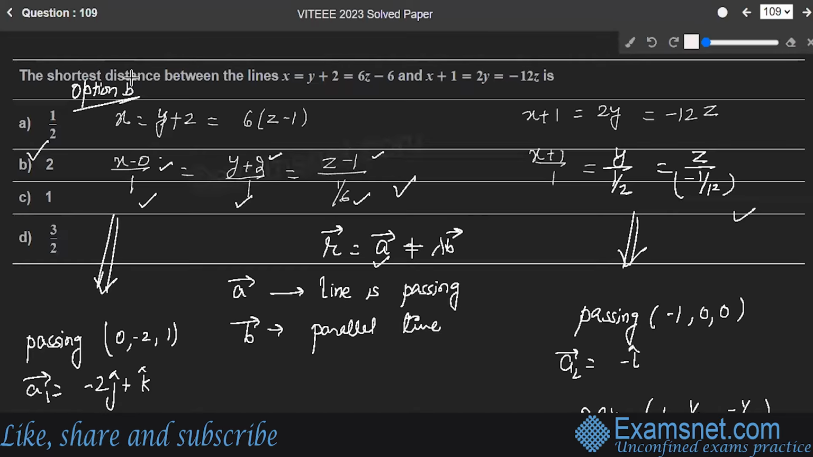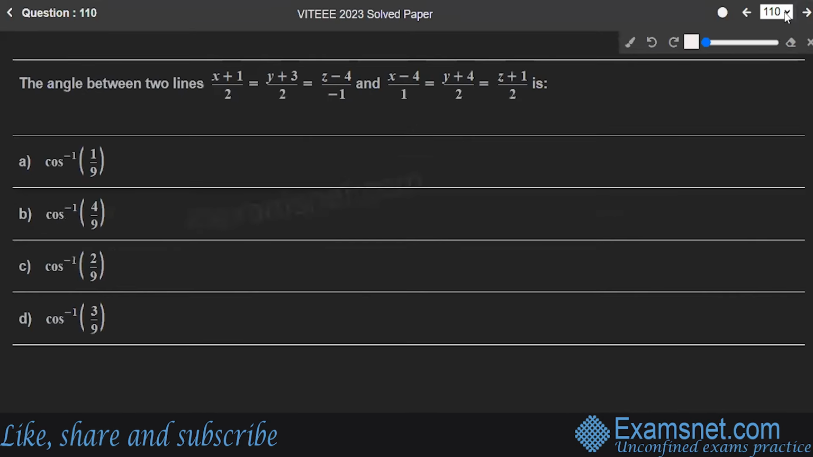Hope you understood this question. Let's move to the next question for this paper now. That is going to be the last question, question number 110. That's the last mathematical question. The angle between these two lines is given by.